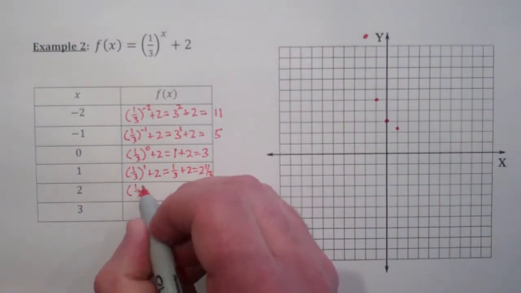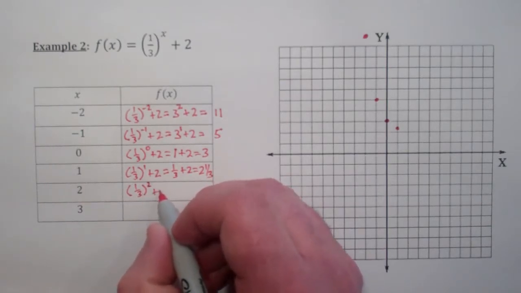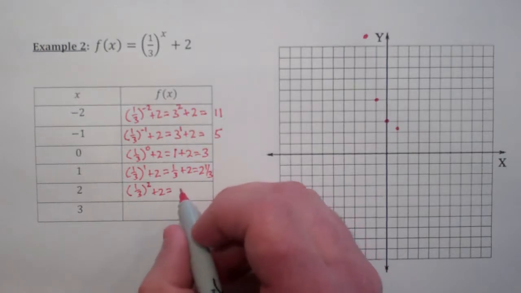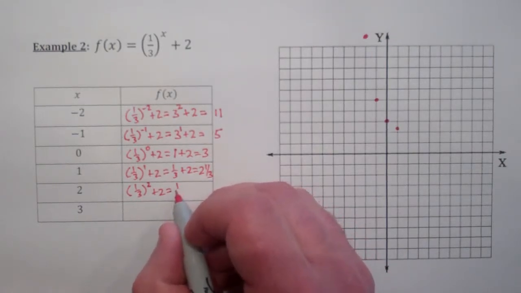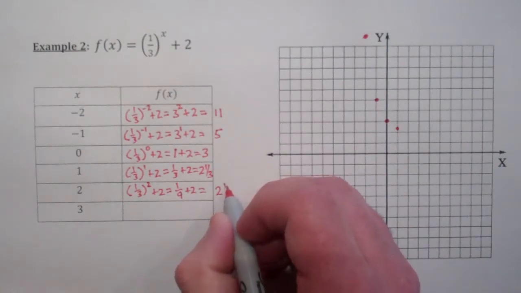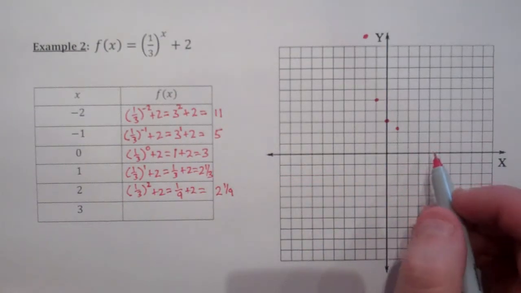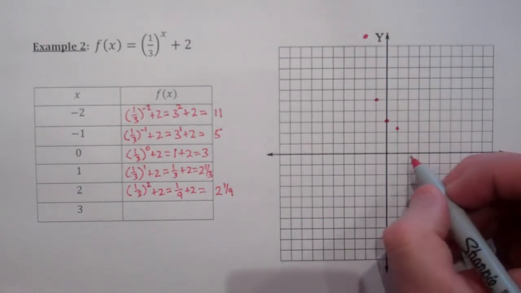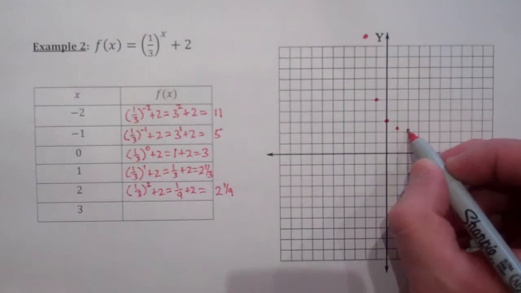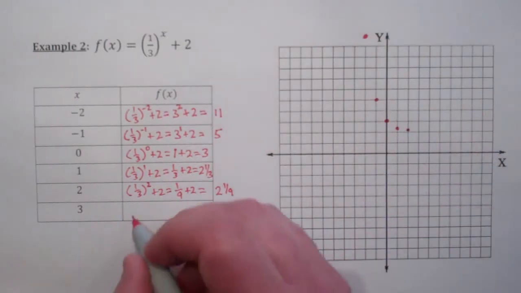Next I'll have 1/3 to the second power, then plus 2. 1/3 to the second is the same as 1/3 times a third, which is 1/9. Plus 2 gets us to 2 1/9. I like to use mixed numbers here to graph. It makes it a little bit easier. 2 1/9 means go up 2 1/9 more, so it's about right there.